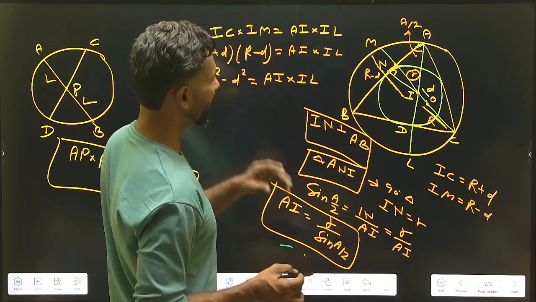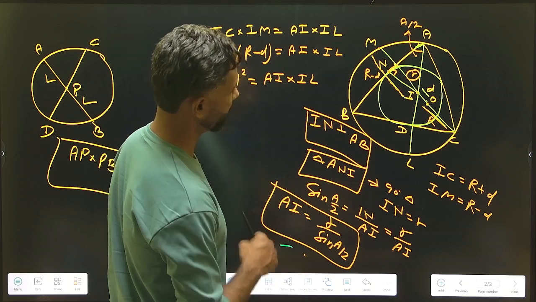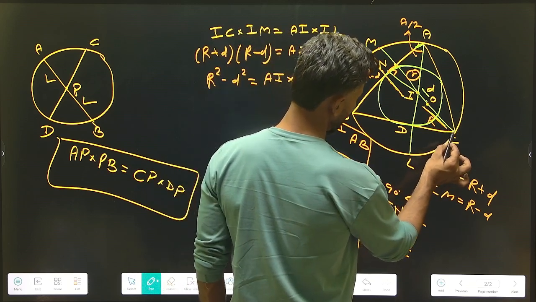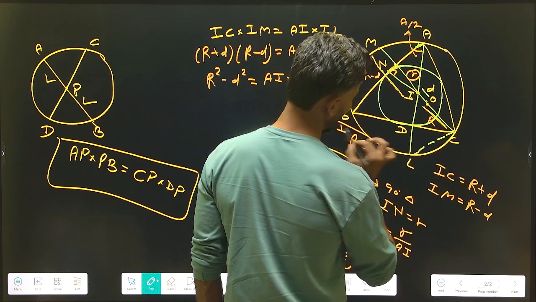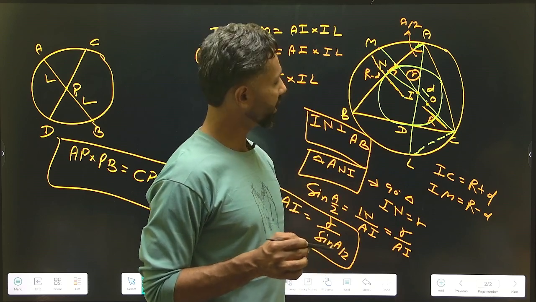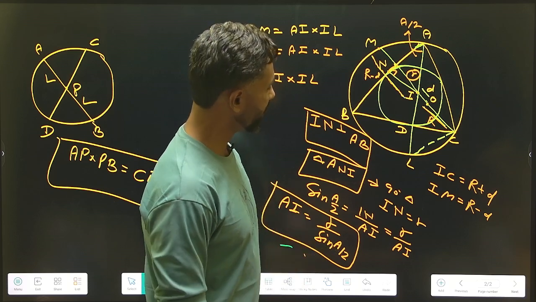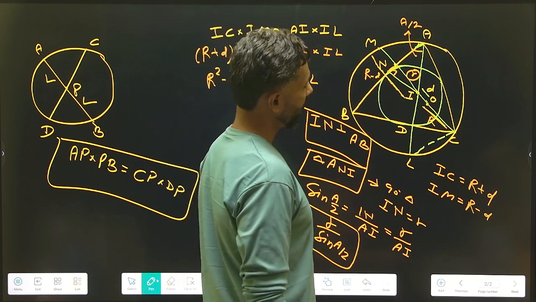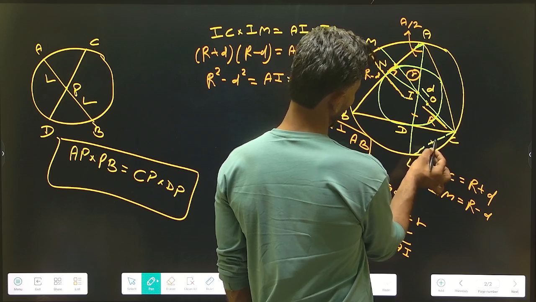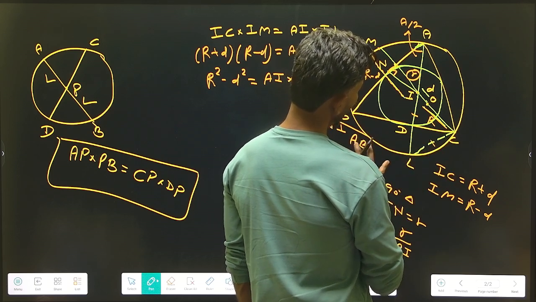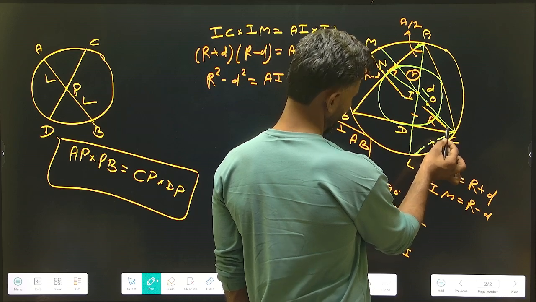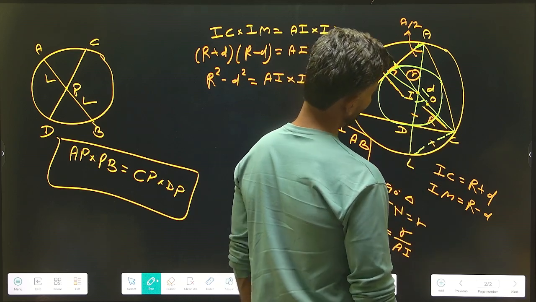Now we have to calculate IL. I'm just going to join C and L. Okay, I have joined C and L. Now can you tell me why IL will be equal to CL? I am saying that IL is equal to CL. To prove these two equal, we have to prove that this complete angle at C should be equal to this angle. So these two are equal angles.